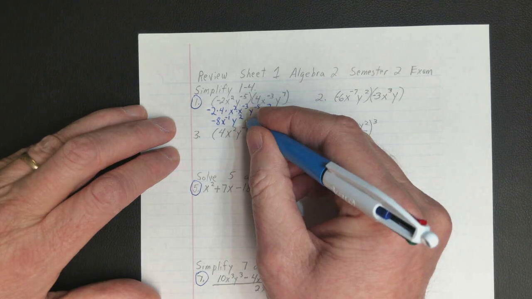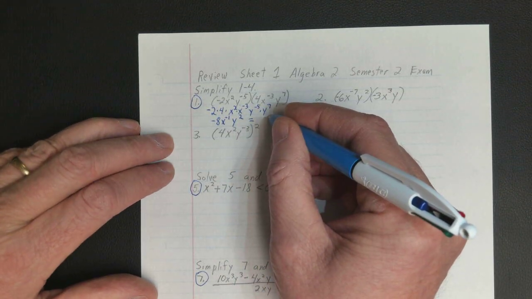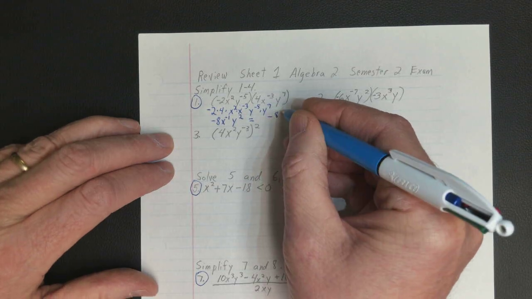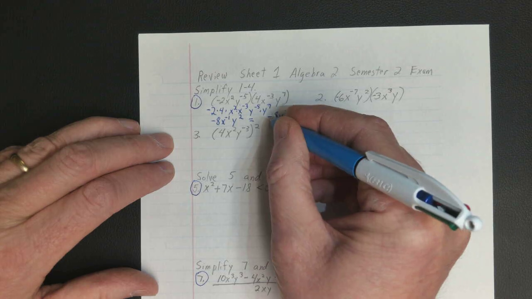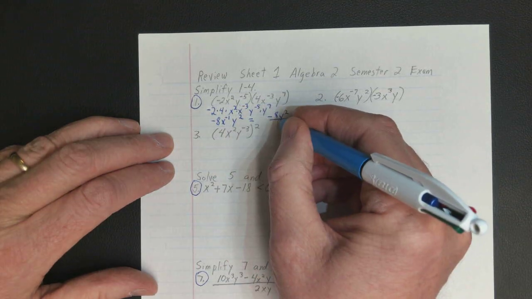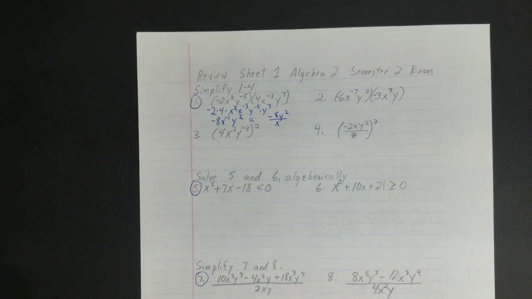Now, there'll be one other thing that'll say we don't want negative exponents. And if that's the case, we've got to deal with that x to the negative first power. So I'm going to go negative 8 and y squared and leave it on the top and put x to the first power on the bottom. I'm not going to write the 1 on that.